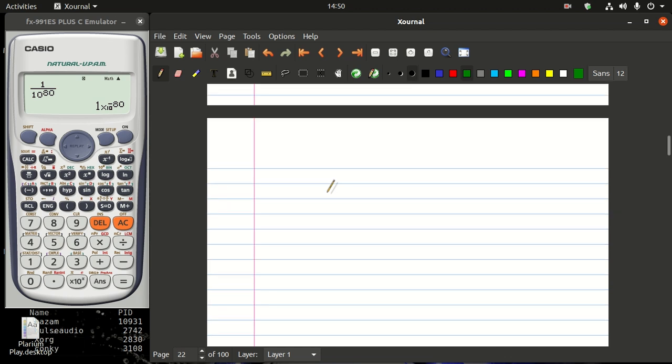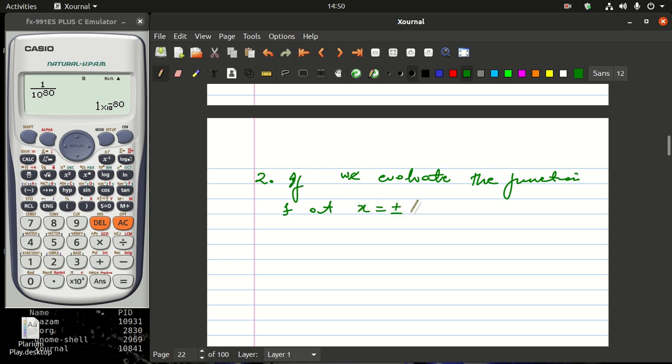Now, I want us to go to the second one. The second one is not difficult, right? This one is just saying that if we evaluate the function f at some x equal to plus or minus infinity, and we end up getting an indeterminate form.